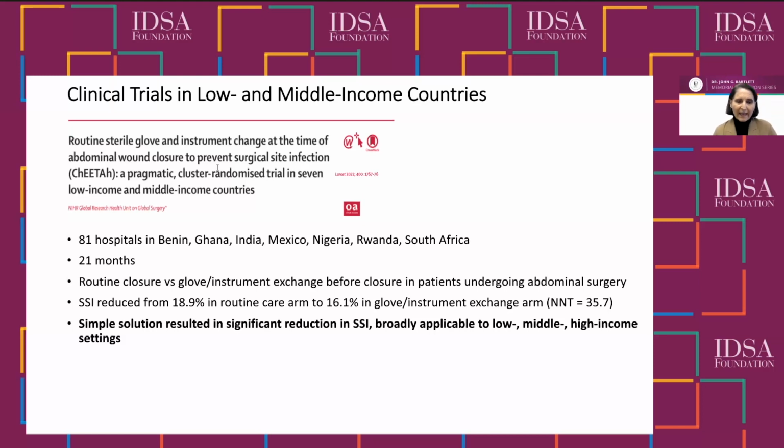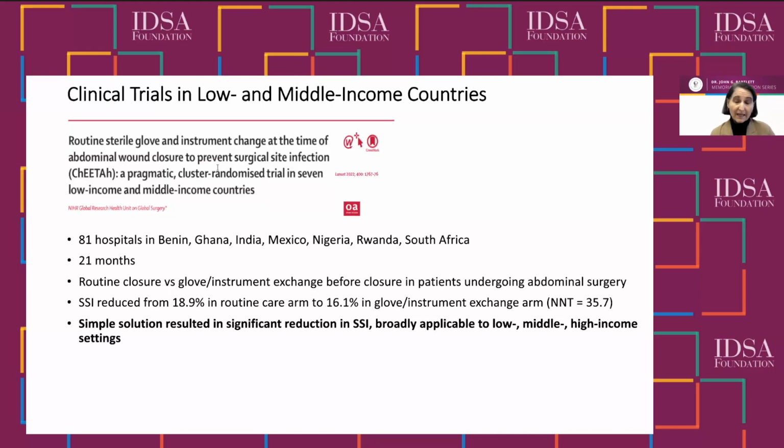It was a 21-month study. And they found that the surgical site infection rate was decreased from 18.9% in the routine care arm to 16.1% in the arm in which they changed gloves and instruments at the time of abdominal wound closure. And the number needed to treat here to prevent one surgical site infection is 35.7. So this was a simple solution that resulted in significant reduction in SSI.